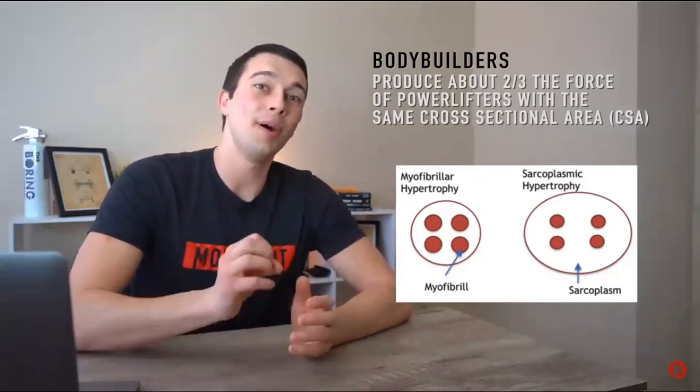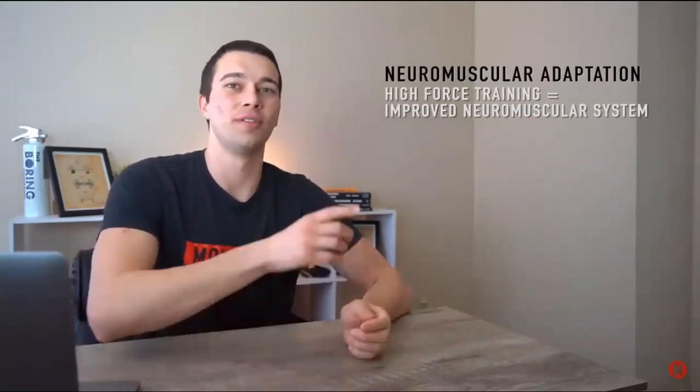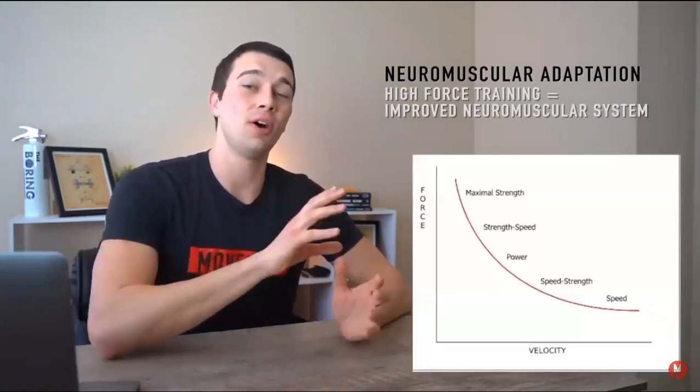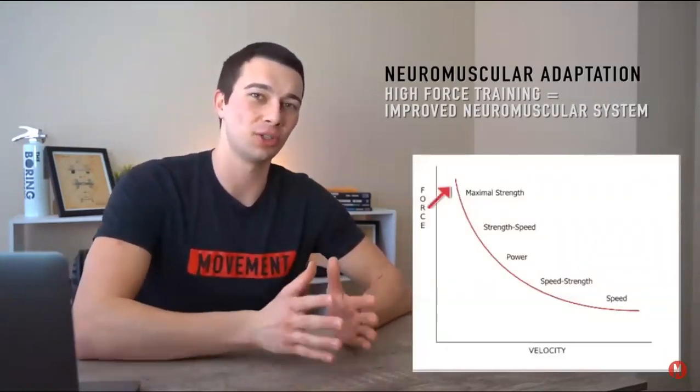That's the theory. But here's one missing piece, and that is the neuromuscular adaptation. So we know that powerlifters train with very heavy loads and with high force activities. So on the force velocity curve, they're very far up at the top on the force end in terms of their training. So this really does need to be considered when we're looking at the difference in force output of bodybuilders and powerlifters. And based on my research, the neuromuscular adaptation is actually the more significant factor than the difference in myofibrillar versus sarcoplasmic hypertrophy.